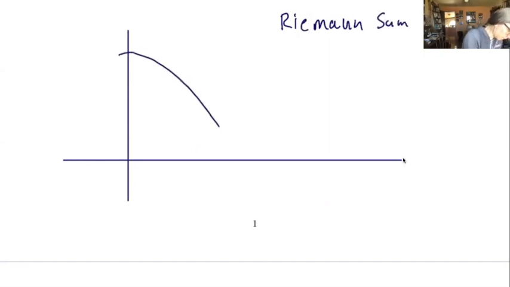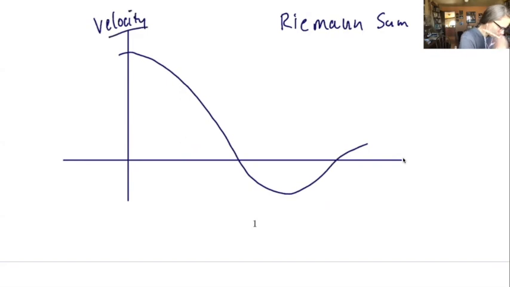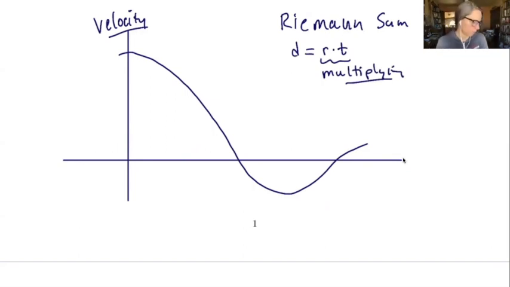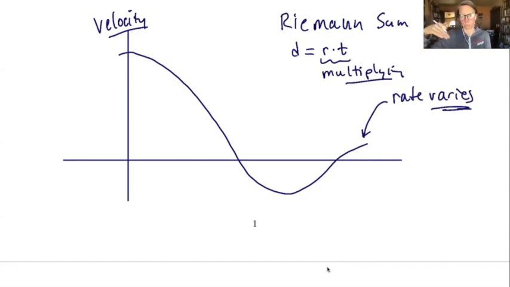So let's say that we have some sort of a function. We can actually keep the same function, and it's measuring the velocity. And we know that distance equals rate times time. So we have this multiplying relationship here. And if the rate is constant, then this computation is super easy. You just do the multiplication. But in this picture, the rate is not constant, it varies. Okay, it's changing. It starts off big, it gets negative, goes back to positive again. So when we have a variable quantity, then we need to use a calculus technique to do this computation.